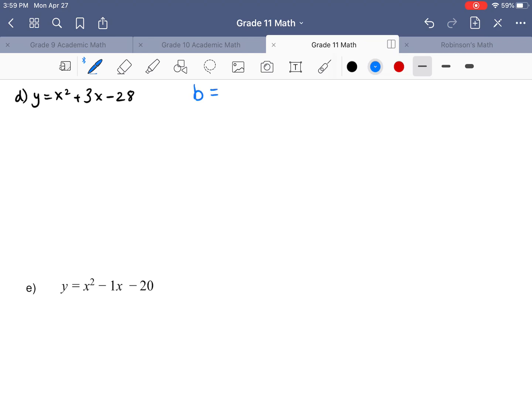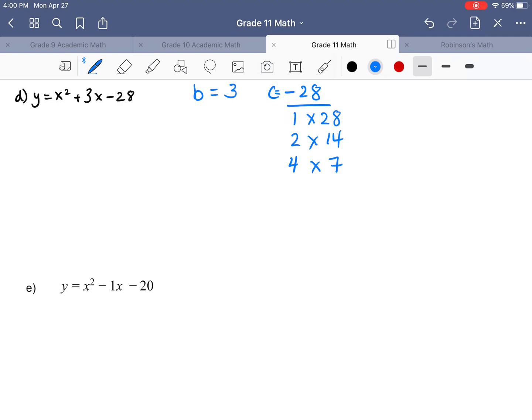So our value for B is positive 3 and our value for C is negative 28. So we're going to take that negative 28. We're going to start off with a list of positive numbers. So 1 times 28, 2 times 14, and 4 times 7. Remember, when we're writing this list, we're actually finding all of our factors of that number as well.